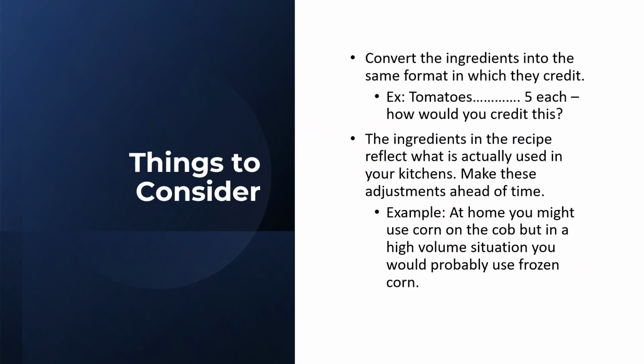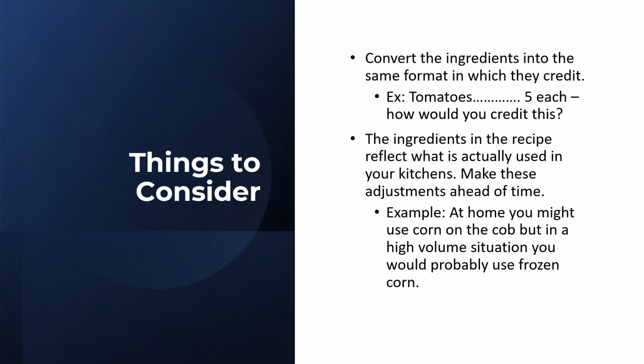Some things to consider when standardizing a recipe. You want to be sure to convert the ingredients into creditable formats. For example, if a recipe that you've brought from home states that it uses 5 tomatoes, how would you credit this? Does it specify the type of tomato? Because 5 cherry tomatoes and 5 beefsteak tomatoes are going to credit very differently. So when you're testing that recipe, process the tomatoes, measure them, and then use that measurement for your recipe.